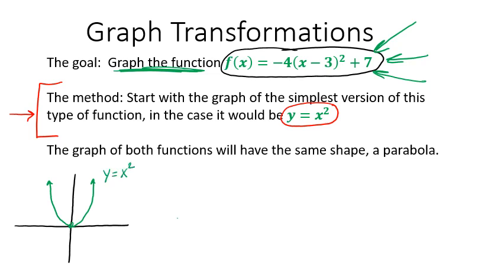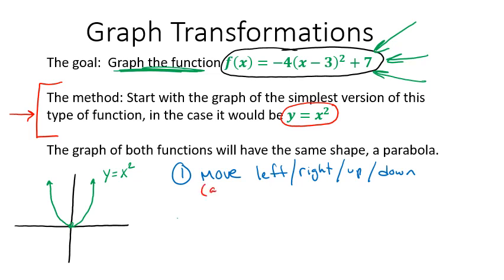And using graph transformations, we're going to take this green parabola, and maybe we'll move it left, right, up, down. So that's one type of transformation. Move left, right, up, or down. That's a result of addition or subtraction.